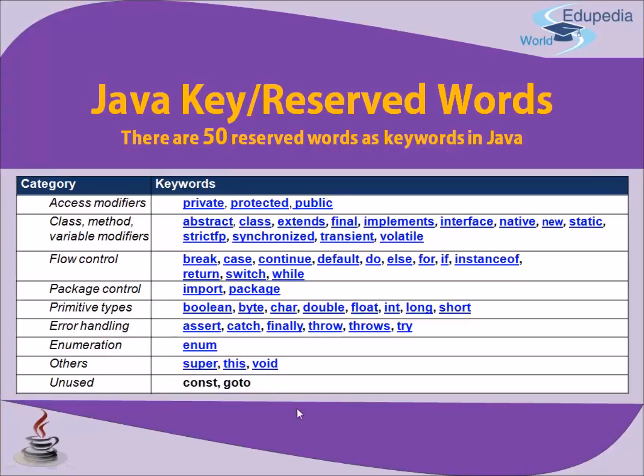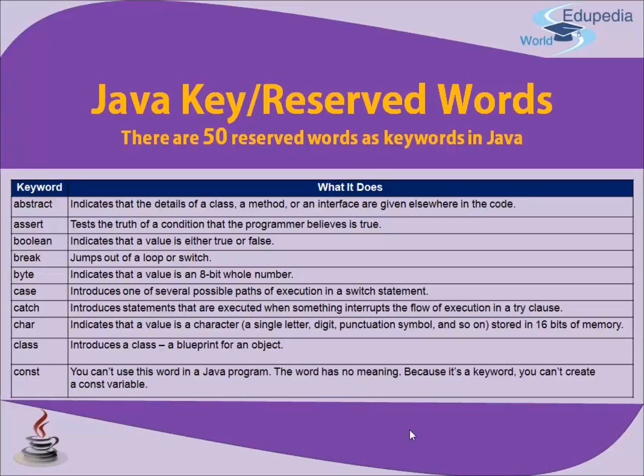So continuing with this, to understand the meanings of them, we have to take a look at this once. Now the keyword is abstract. You can go through this, which indicates that the details of a class, a method or an interface are given elsewhere in the code.